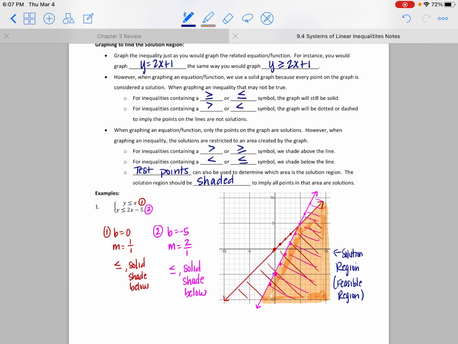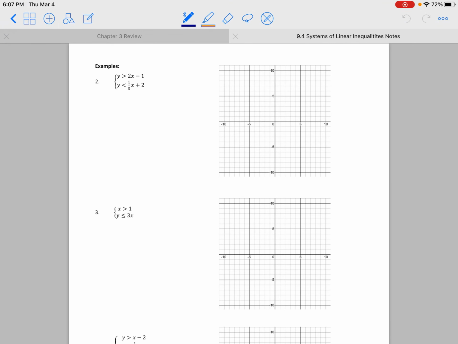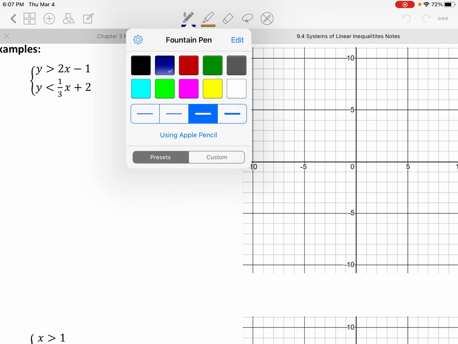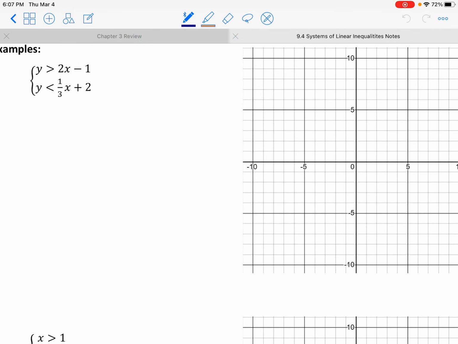Okay, so there's our system. Let's look at another one. So again, I'm going to call this number 1. I'm going to call this number 2. So the first inequality has a y-intercept at -1, has a slope of 2, or 2 over 1, and has a greater than symbol, so that's going to be a dashed line, and we're going to shade above that dashed line.